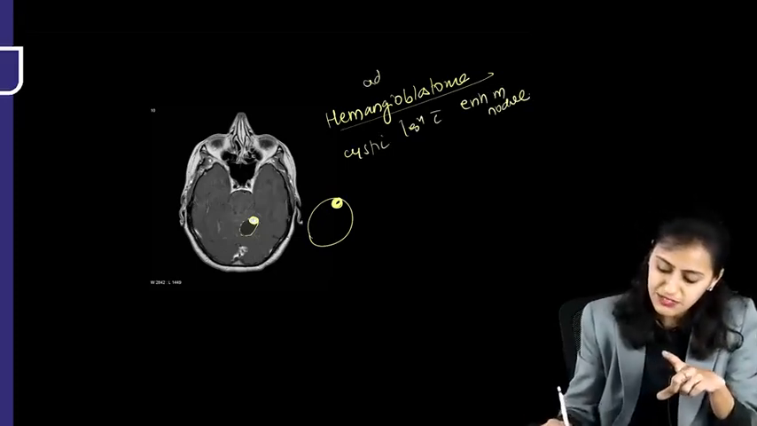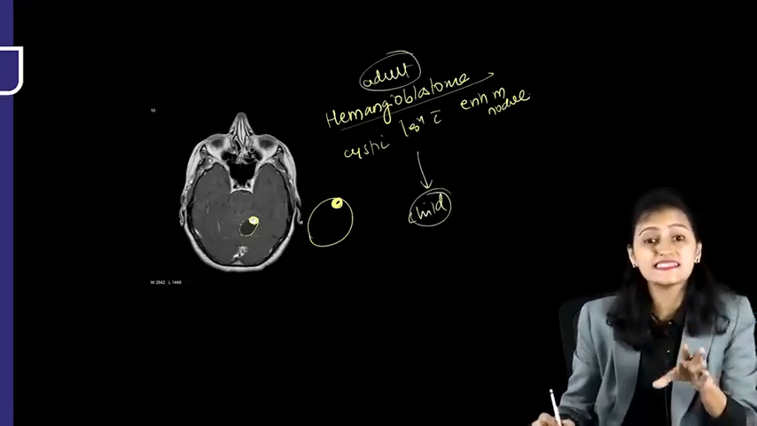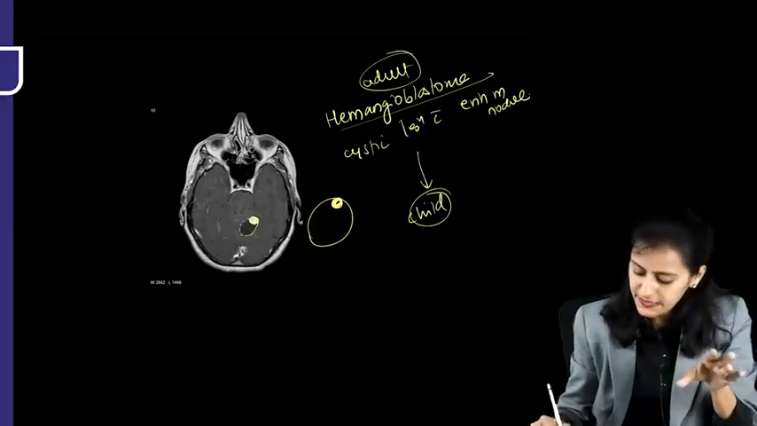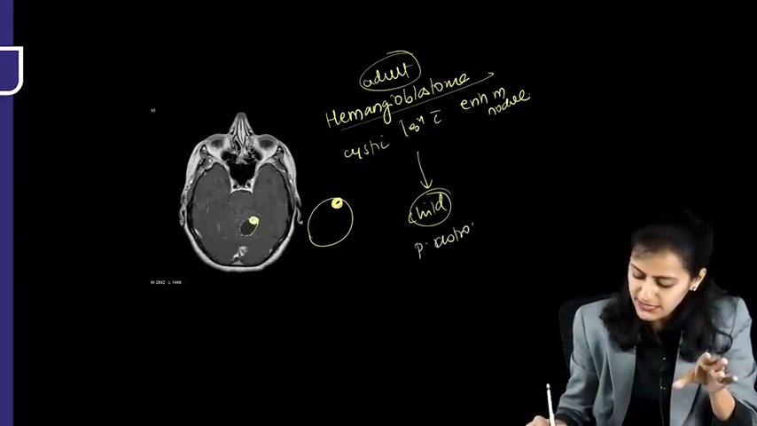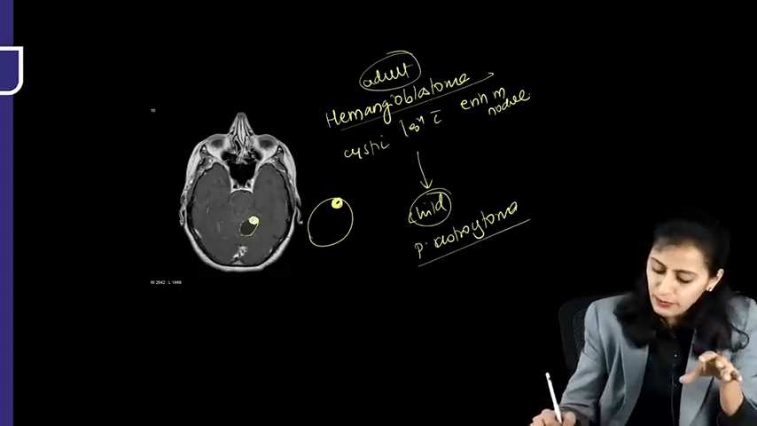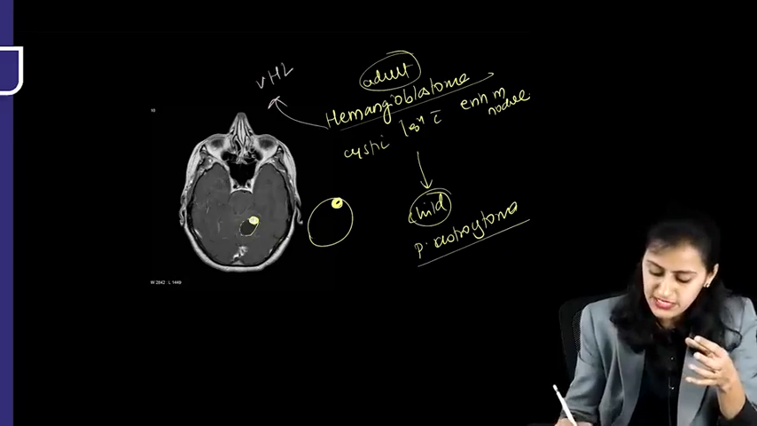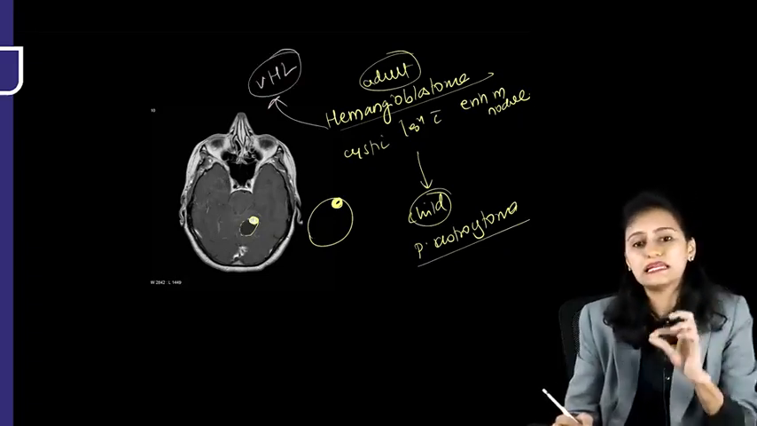This is if the patient is adult. Same findings if you see in a child, cystic lesion with enhancing mural nodule, then you should think of pilocytic astrocytoma. It has similar appearance. And where is this hemangioblastoma associated with which syndrome? It is associated with von Hippel-Lindau syndrome.